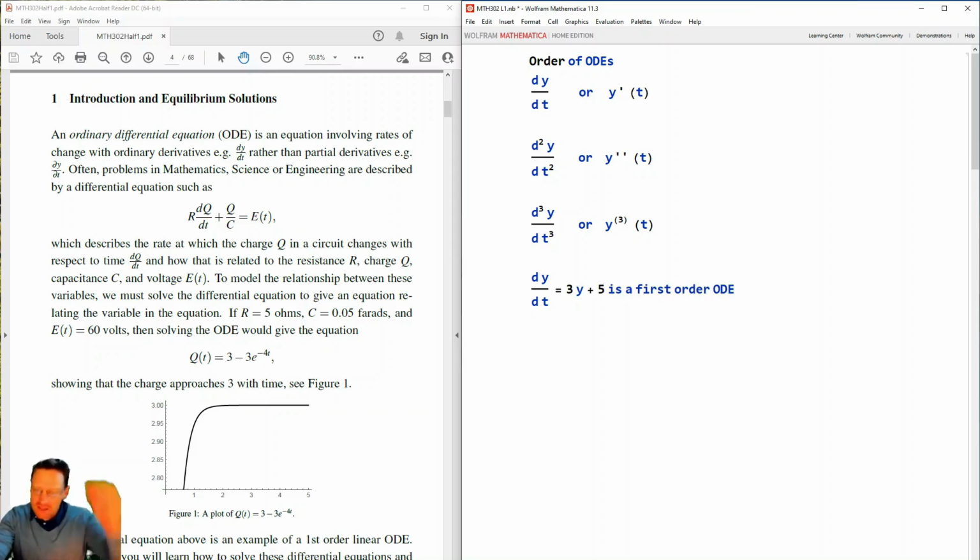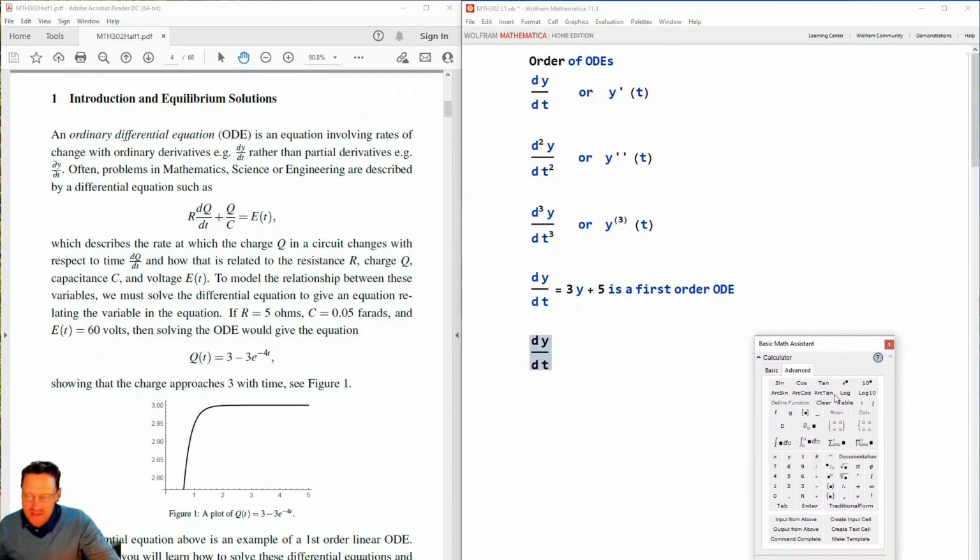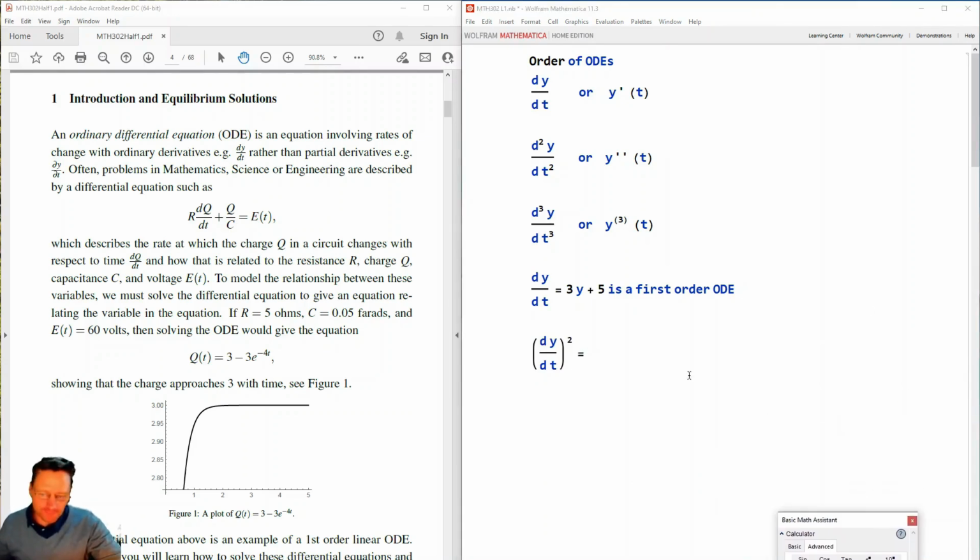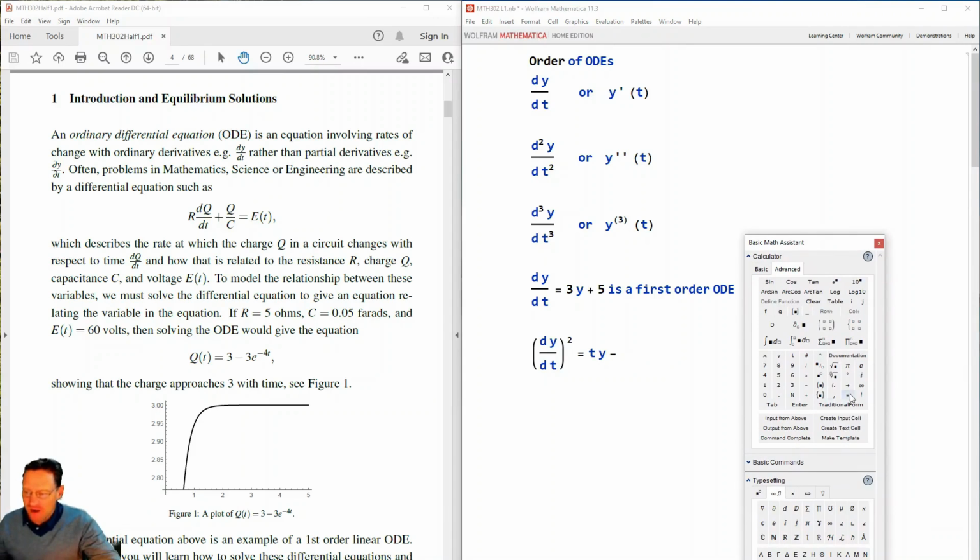So we'll say this is a first order ODE. Okay, now let's produce another example. How about here if I take all of this and square it? Okay, and then I suppose that this is equal to ty minus, say, 1 over y.